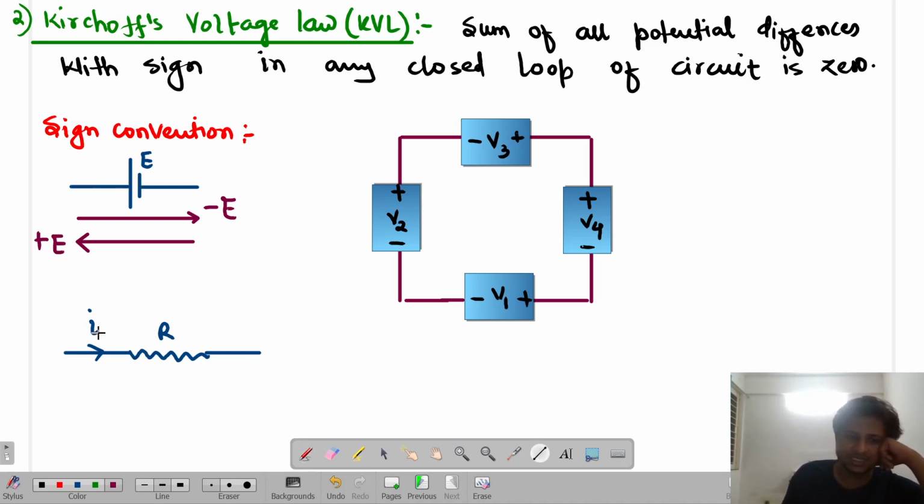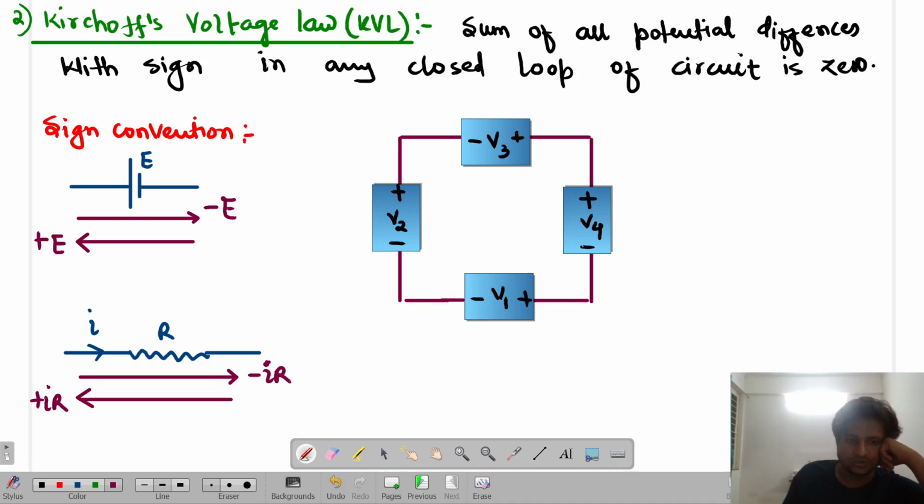Second thing is the direction of current, IR. If my consideration is along the same direction as the current, then it is basically negative of IR, because I'll go from positive to negative, as this end is positive and this is negative. Is that clear or not? And if I take the opposite direction, it is basically plus IR. Are you able to get me?